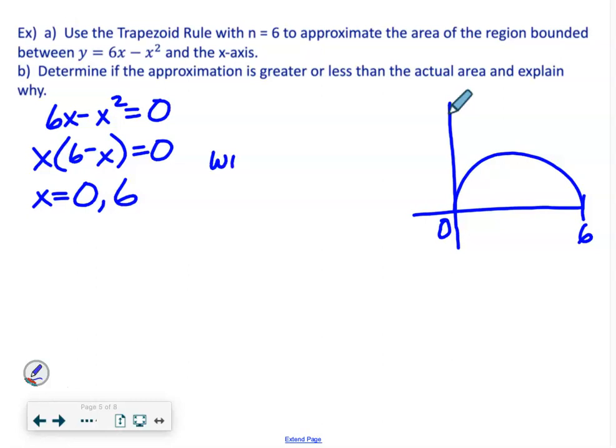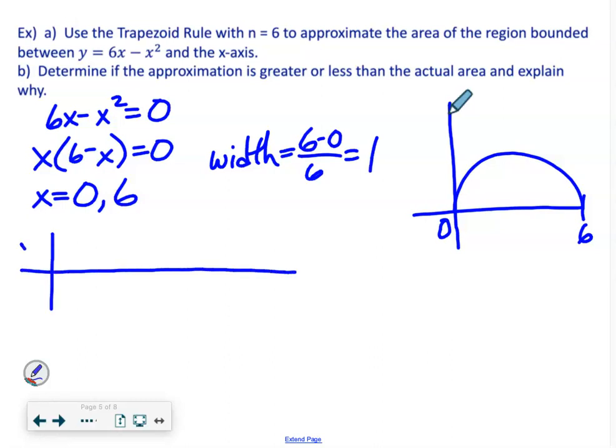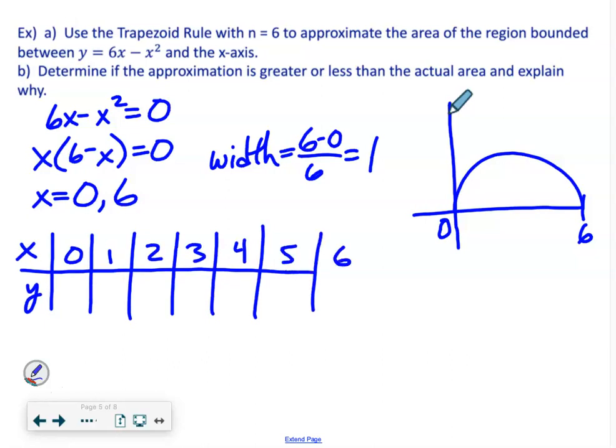Our width of our trapezoids is 6 minus 0 over 6, or 1. You're welcome. All right, so then we do our table. We have an x and a y, 0, 1, 2, 3, 4, 5, 6. We plug into our function. 0 is 0, 6 minus 1 is 5, 12 minus 4 is 8, 18 minus 9 is 9, and then it is symmetric, and you can just repeat backwards, and you're done with your table.